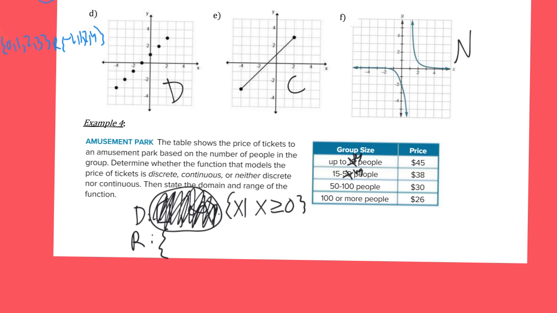And then also the values are going to be 26, 30, 38, and 45. Those are the values for the range. And so just kind of talking about this, now I would say x has to be an integer here, okay? So that would be another parameter we would put on this, but we can talk about that later as well. You could kind of write that as a parameter.